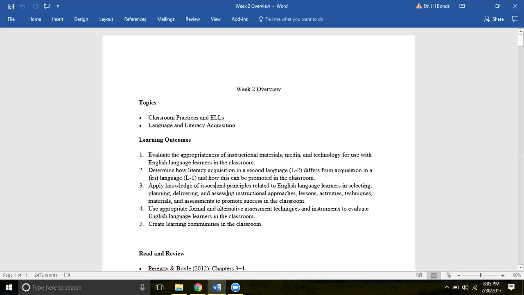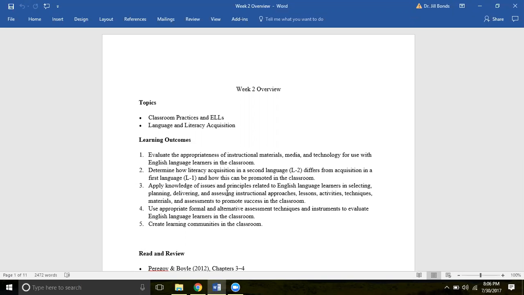Our student learning outcomes are the following: 1, evaluate the appropriateness of instructional materials, media, and technology for use with English language learners in the classroom. 2, determine how literacy acquisition in a second language, L2, differs from acquisition in a first language and how this can be promoted in the classroom.